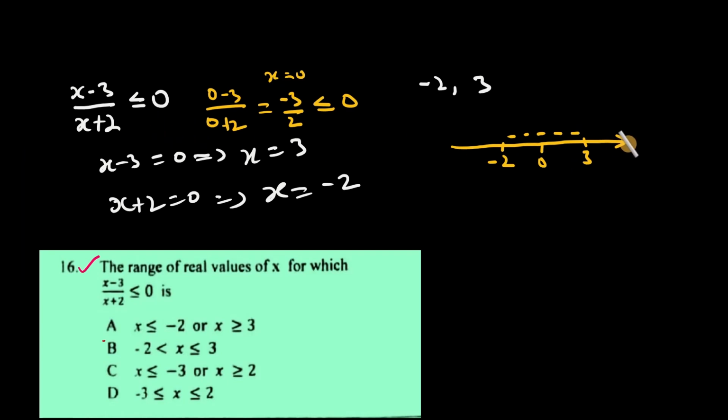Let's choose 4 in this region. That is, for x equals 4, (4 minus 3) over (4 plus 2) is equal to 1 over 6. 1 over 6 is greater than 0. That means any value chosen in this region will give positive results.